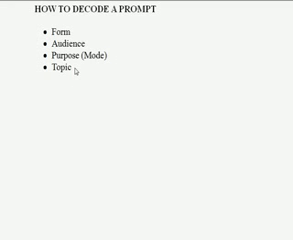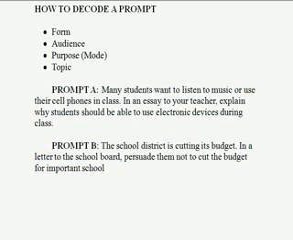The last item we're looking for in the prompt is the topic. That's whatever it is that you'll be writing about. So let's take a look at some examples. So we have here prompt A and prompt B. So prompt A says, many students want to listen to music or use their cell phones in class. In an essay to your teacher, explain why students should be able to use electronic devices during class.